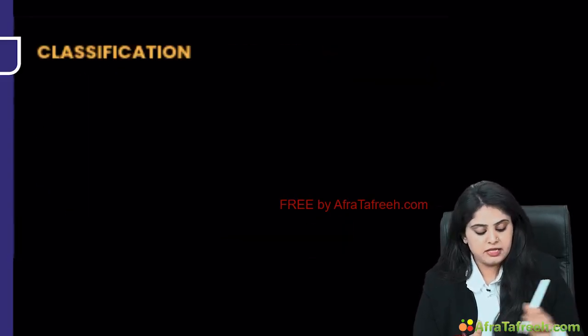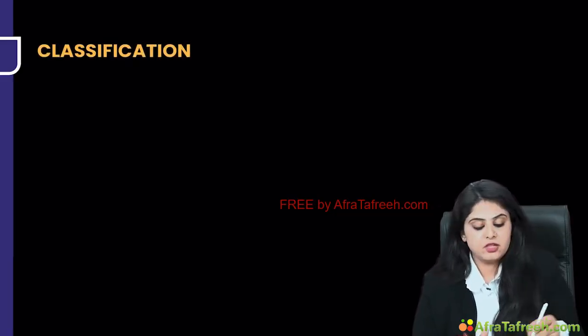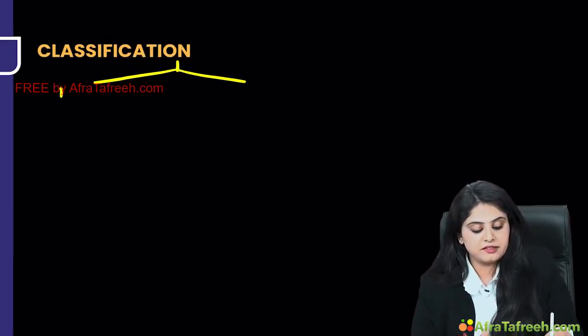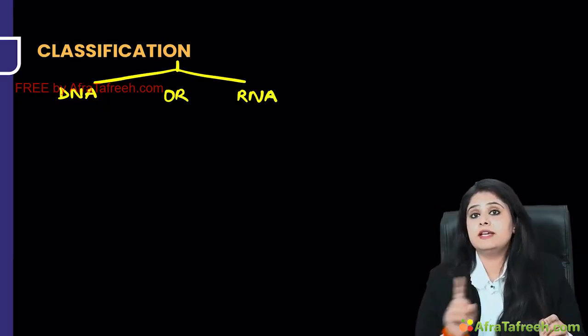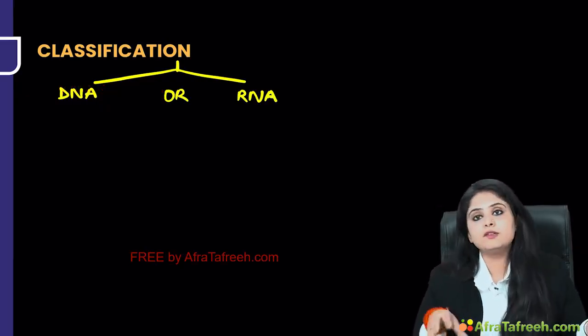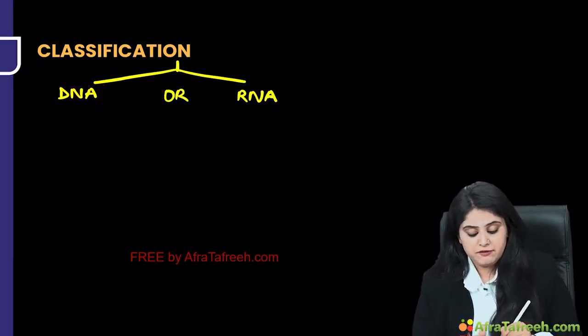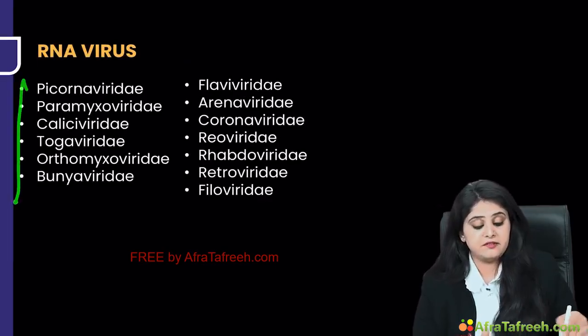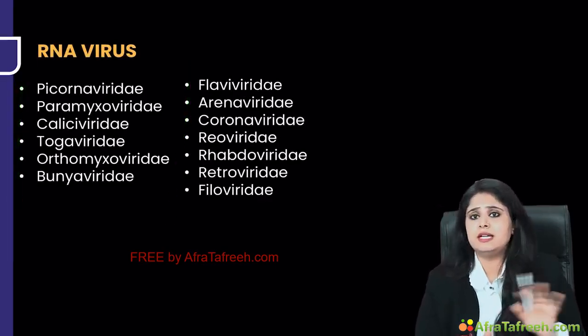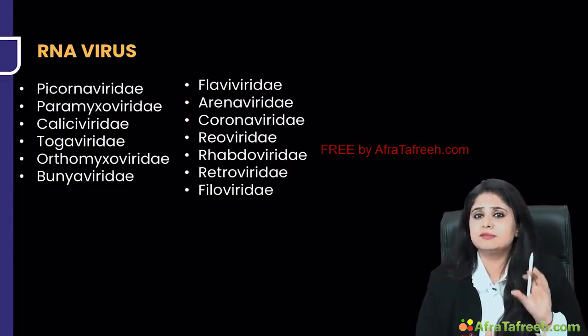What can I go on with? I can go on with the classification. How do you classify the viruses? Either they will have a DNA or they will have an RNA virus. So DNA or RNA, both will never be present. Either it's a DNA virus or it's an RNA virus. Now, if you look at the RNA virus list, it is very, very long. Do you want to learn it? No, the smaller list. Ma'am, let's learn the smaller list.